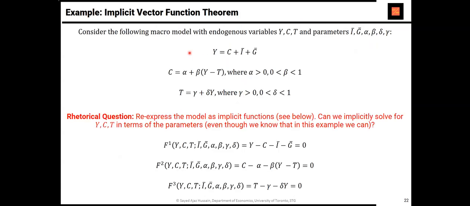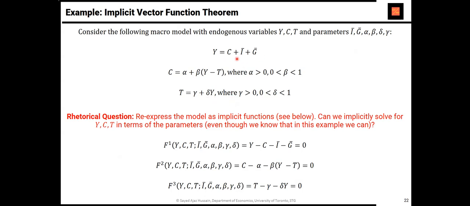Here's an example. It's a simple macro model. GDP is equal to consumption plus autonomous investment and government spending. I think I said previously this could be like the North Korean economy. Investment is fixed, government spending is fixed. Consumption is Keynesian, alpha plus beta times disposable income. Taxes are proportional to GDP.